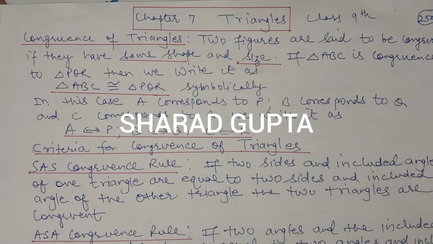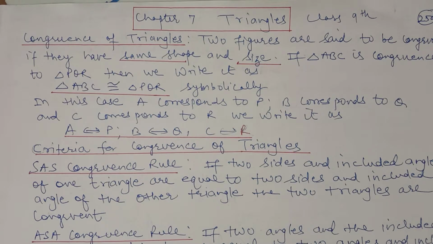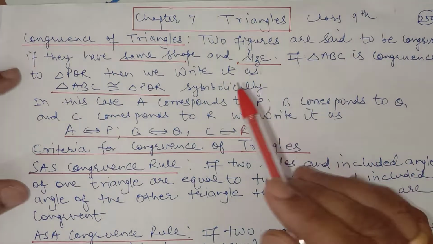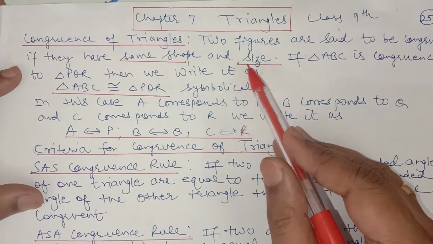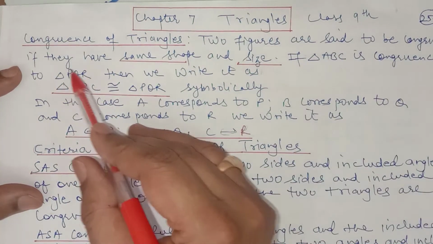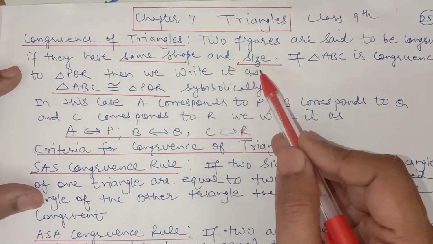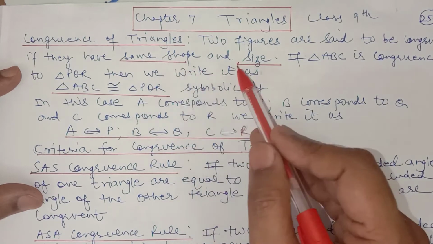Hello, this is lecture number 1 for the chapter Triangles of class 10. In this, first of all, we'll discuss congruency. Now what is the meaning of congruence? Congruence means two figures which have the same shape and same size are known as congruent figures. Two figures are said to be congruent if they have the same shape and same size.